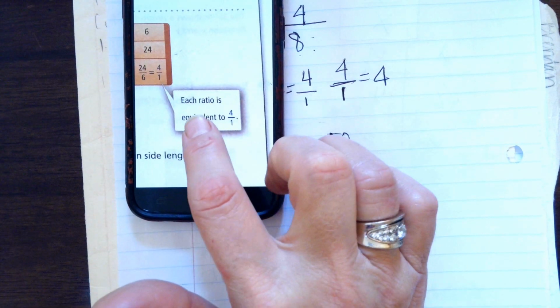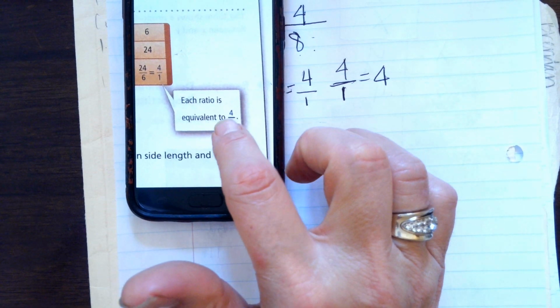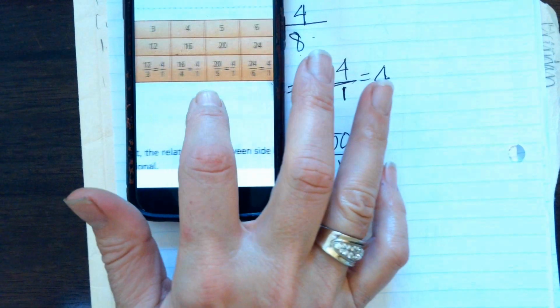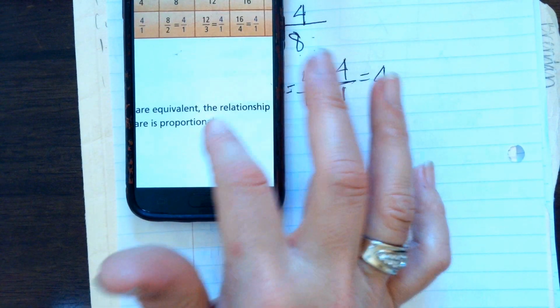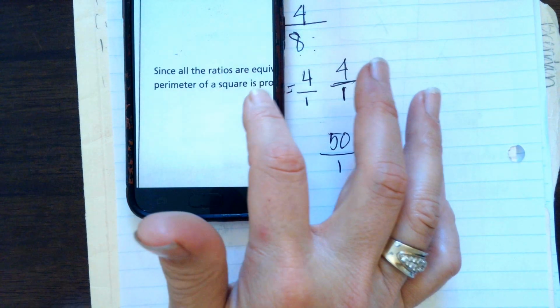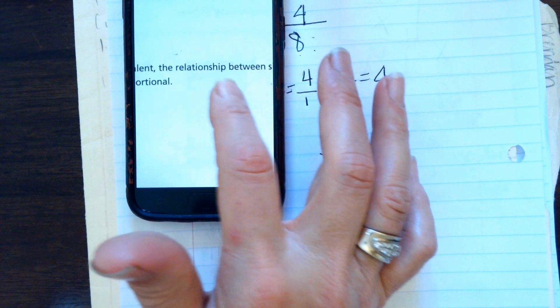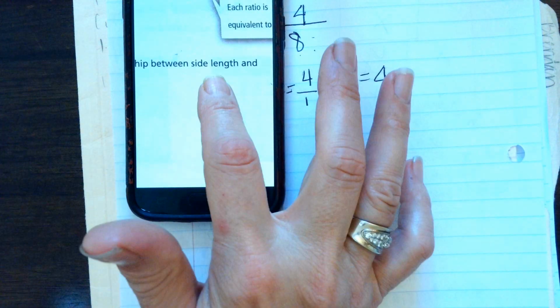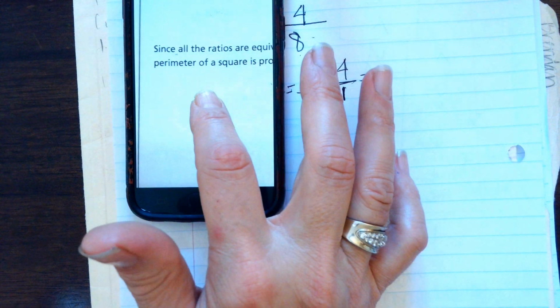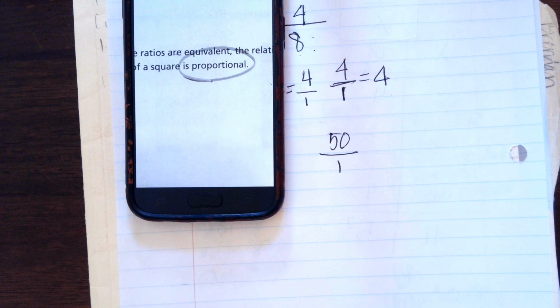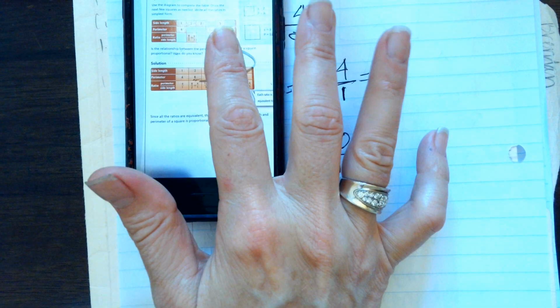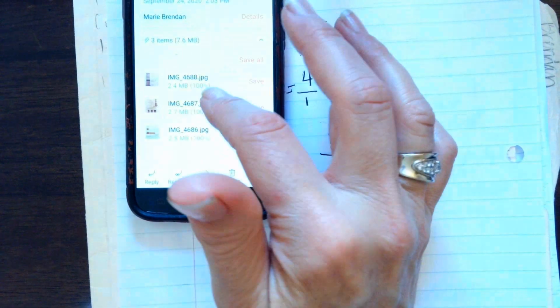And then it's saying each ratio is equivalent to 4 over 1. So when you figure all of these out, this one's 4, this one's 4, this one's 4, this one's 4. And we know that all the ratios are equivalent. So it's showing a relationship between the side length and the perimeter. And then remember we learned if all the numbers are the same, then it is proportional. Okay, next one is, I think we just did the first one.